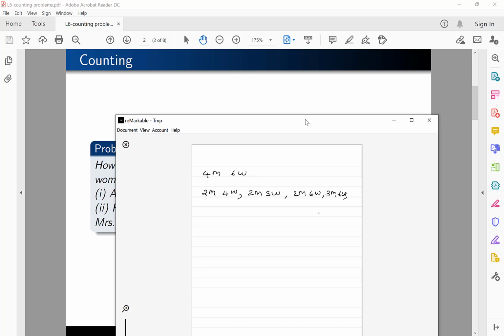So can we have 4 men on the committee? If we have 4 men on the committee, then we have to have 8 women, but this is not possible, right? So we have exhausted all of the possibilities. So we can have either 2 men 4 women, or 2 men and 5 women, or 2 men and 6 women, or 3 men and 6 women. So this exhausts all of the conditions.